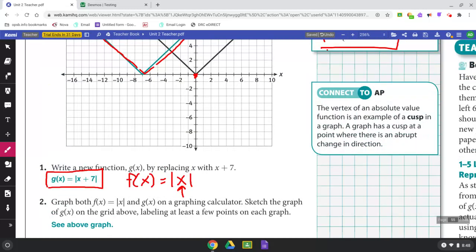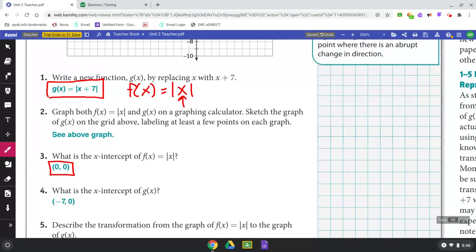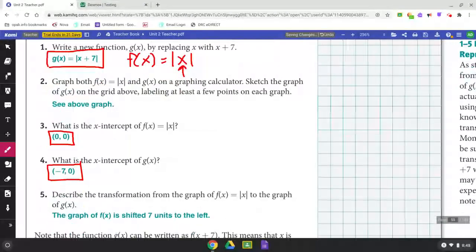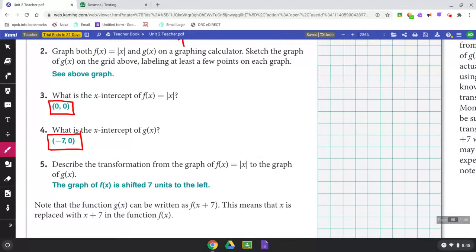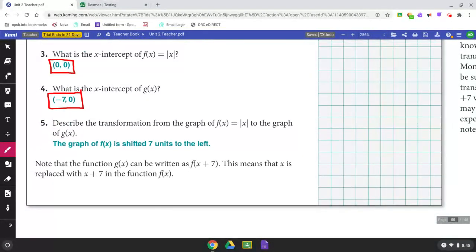What is the x-intercept of g of x? Where does this graph cross the x-axis? Well, it crosses right there at negative 7. At negative 7, 0 is the x-intercept for g of x. Describe the transformation. Well, that transformation we just discussed was the graph of f of x is translated 7 units to the left. Note that the function g of x can be written as f of x plus 7. This means that x is replaced with x plus 7 in the function f of x.